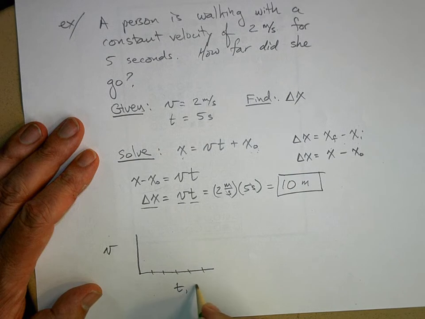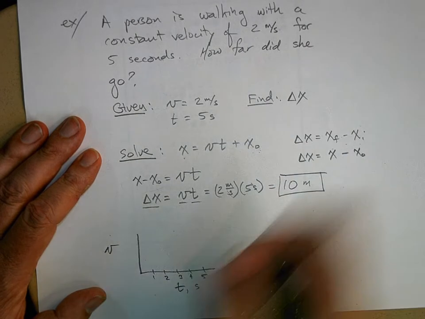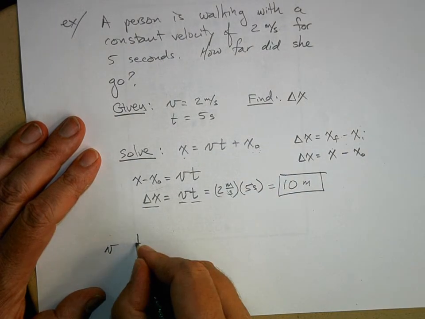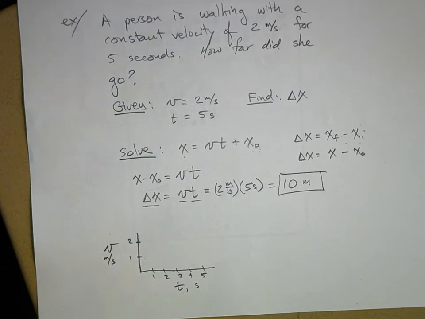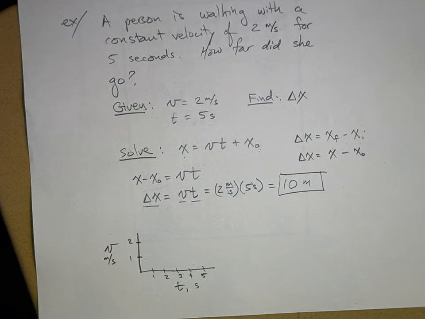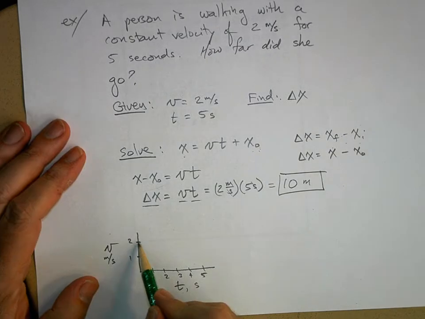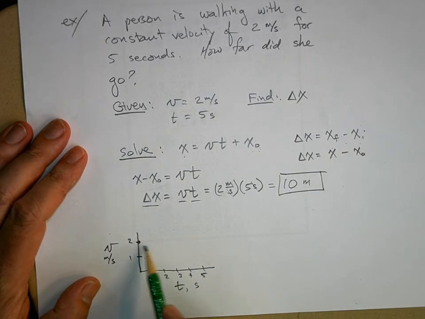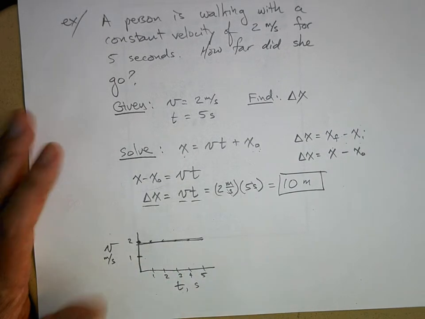My own screen? Yeah. And then what was the velocity? 2 meters per second. So here's 1, 2 meters per second. Now this velocity is constant, isn't it? So as time goes by, the velocity stays the same. Starts off being 2 meters per second, and every second it is still 2 meters per second, and so it makes a horizontal straight line.